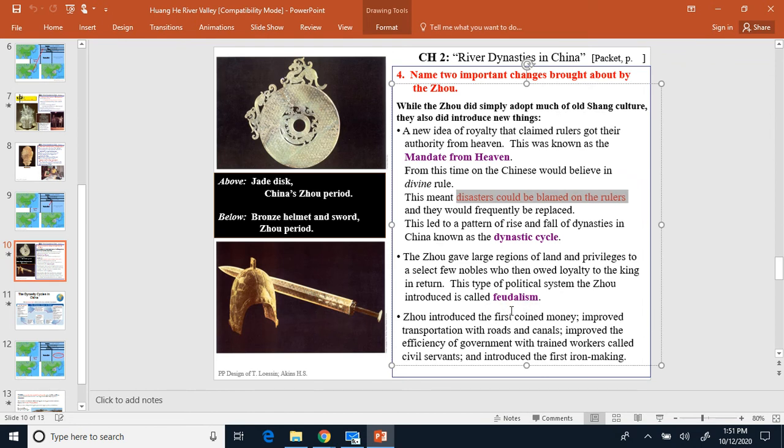The Zhao do introduce coined money, so we start seeing coins come around this time period. So instead of just doing a system of trade where it's like, hey, I'll give you this sword for that toilet, instead people start using money to exchange goods. We also see an improvement of transportation and roads and canals. So we start seeing the Huang get built up a bit. And there's also something called the Grand Canal, which goes towards Beijing, which brings water and such to the area. So we do see that come around this time period.